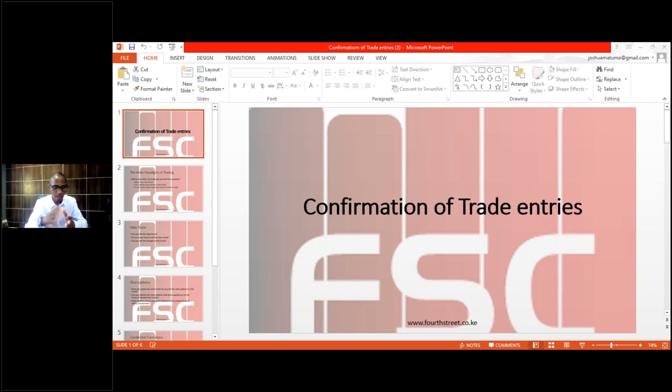Money management goes hand in hand with trade confirmation. And if you take forex trading as serious as we do at Fourthstreet Consultants, if you approach the markets as a business, not as a hobby or just something to try and gamble overnight, and you're looking forward to make consistent money from the forex markets, then this is of utmost importance.